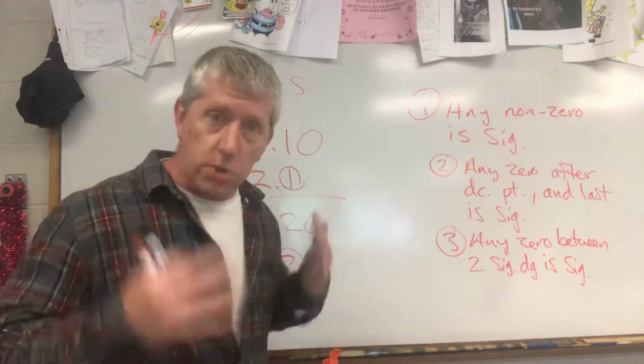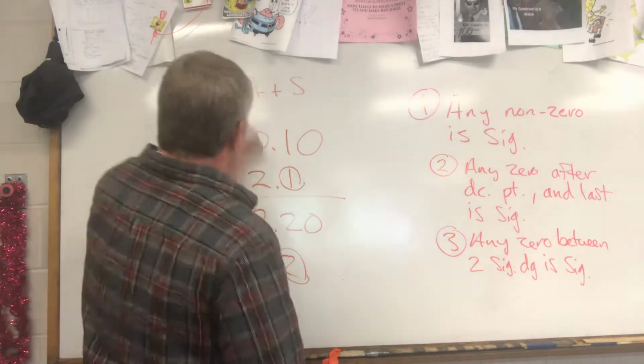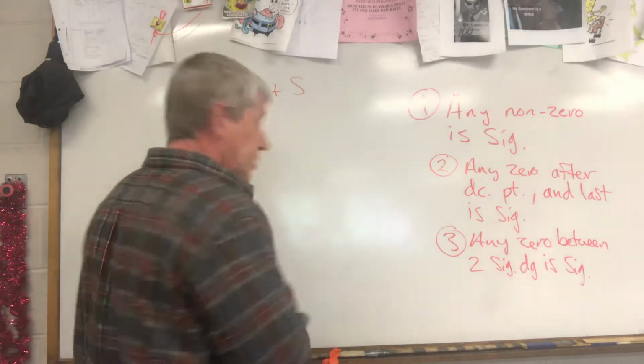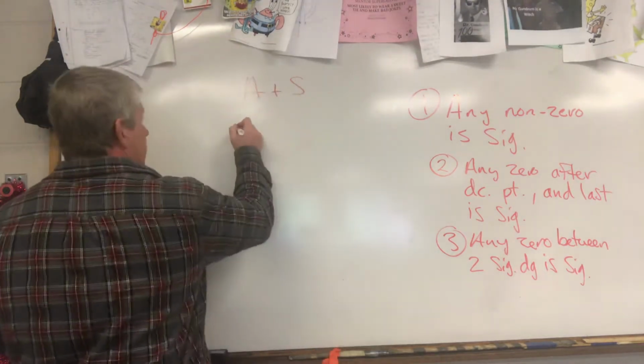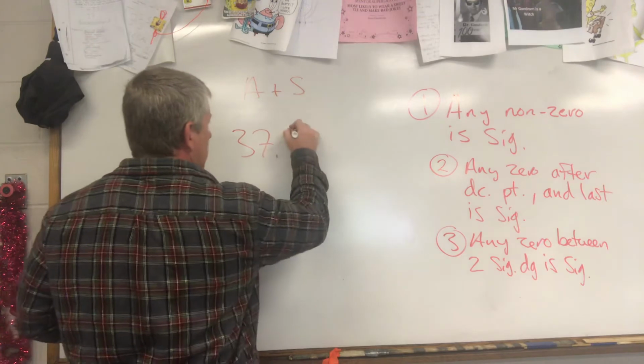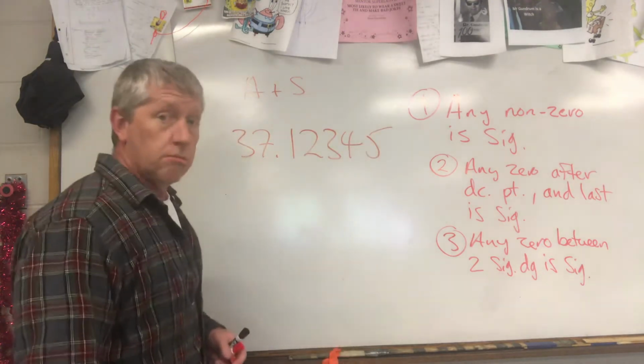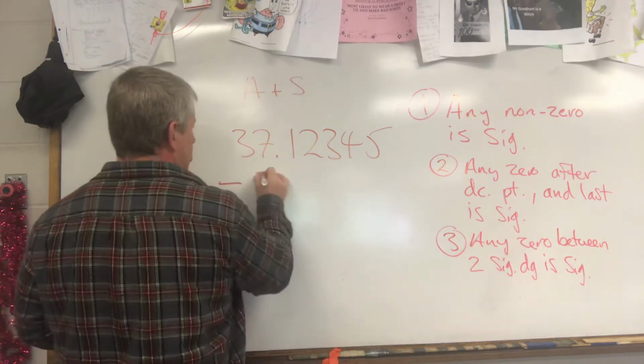All right. Pull it together. All right, here we go. So let's try a subtraction. Okay, get your calculators ready. 37.12345 minus 2.